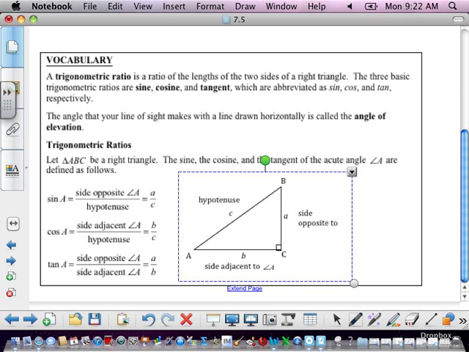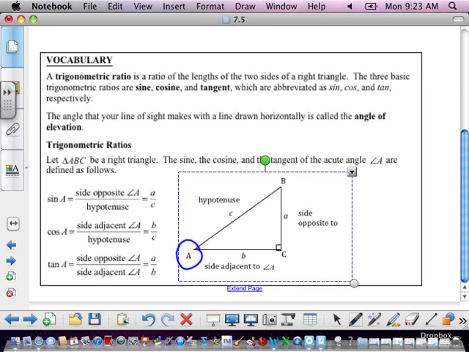A trig ratio is a ratio of the length of two sides of a right triangle. The three basic trigonometric ratios are sine, cosine, and tangent, which are abbreviated as sin, S-I-N, cos, C-O-S, and tan, T-A-N. Sine, cosine, tangent. The angle that your line of sight makes with a line drawn horizontally is called the angle of elevation. Okay, so we're going to let this triangle right here in your paper, triangle ABC, be a right triangle. We're going to find the sine, cosine, and tangent of A.